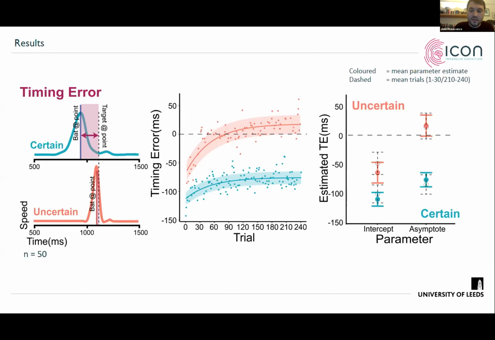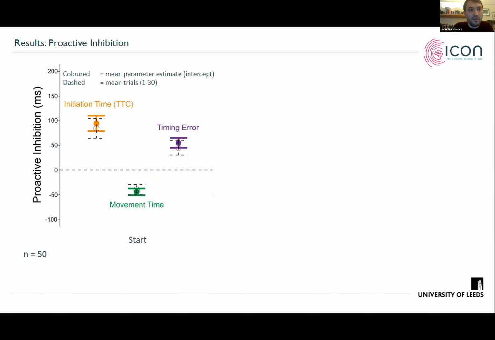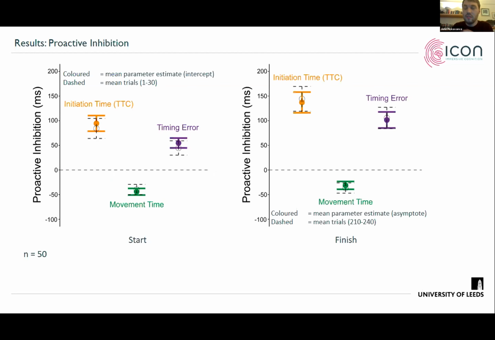So if we reduce all this into a single plot to look at the effects of uncertainty, of whether we're going to have to withhold the movement in this timed interception context, we can see that there are changes to initiation time. People delay their initiation, and this corresponds to a briefing of the movement time, which is what we predicted. But it's not so much that it can preserve the timing error. And so not only are people delaying their initiation, they're delaying their arrival. And that's the same at the start and the end of the experiment, to a greater degree.